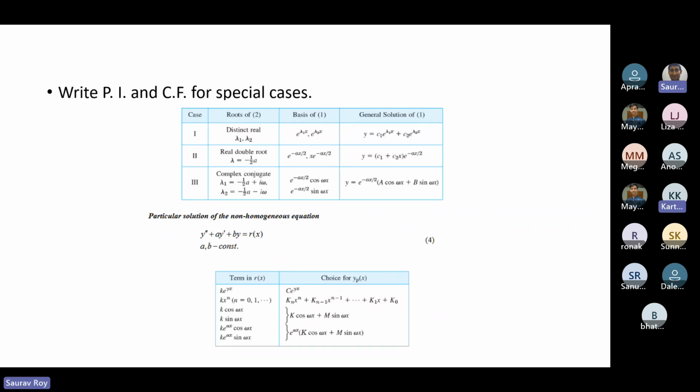Were there any questions on this partial differential equations? In my case, there was no question, but it would be better if you take a look at the concepts. They might ask. We can't be sure about this, but yeah. Okay, thank you.